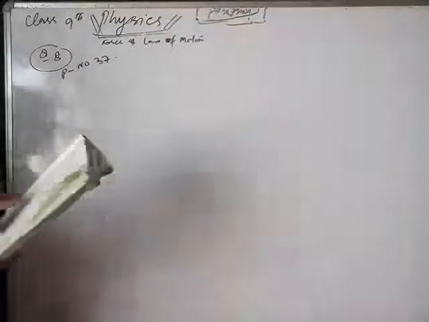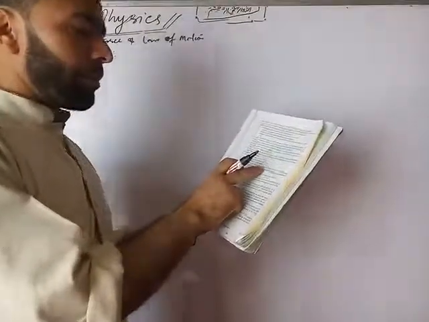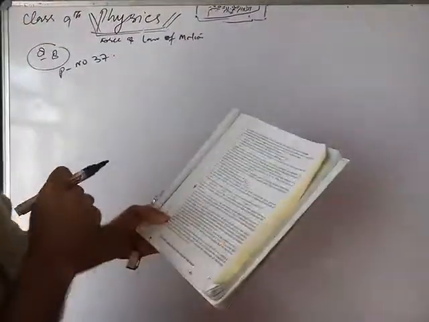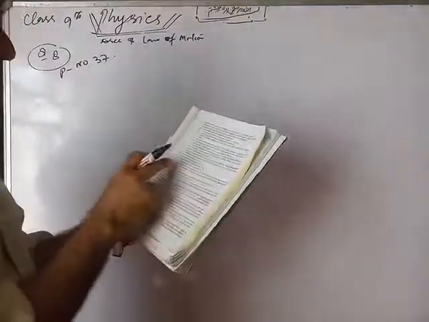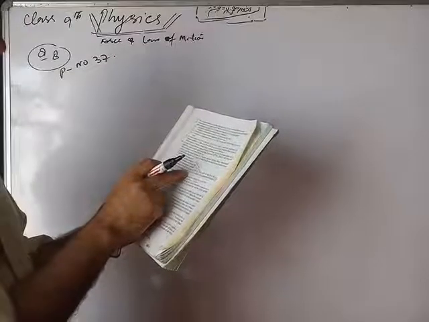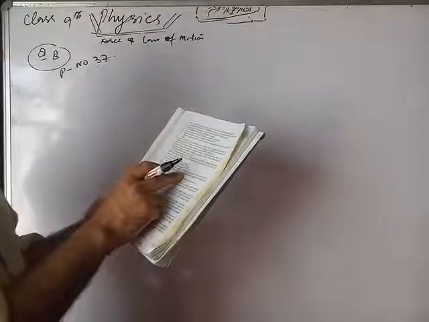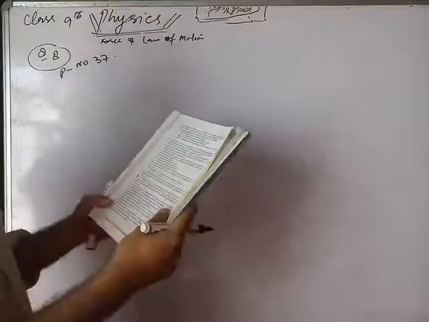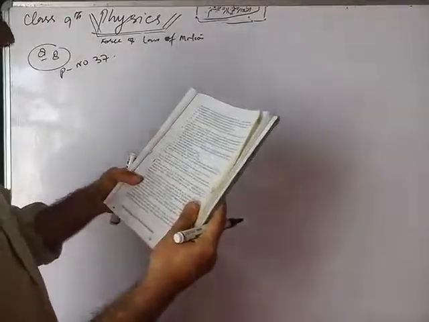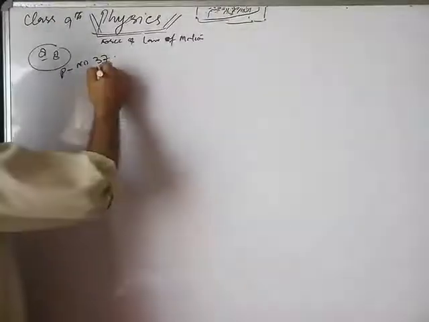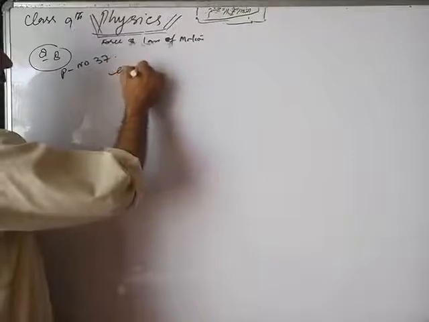An automobile vehicle has a mass of 1500 kg. What must be the force between the vehicle and the road if the vehicle is stopped with a negative acceleration of 1.7 meter per second square? Question number 8. पहले हम लिखेंगे what is given.